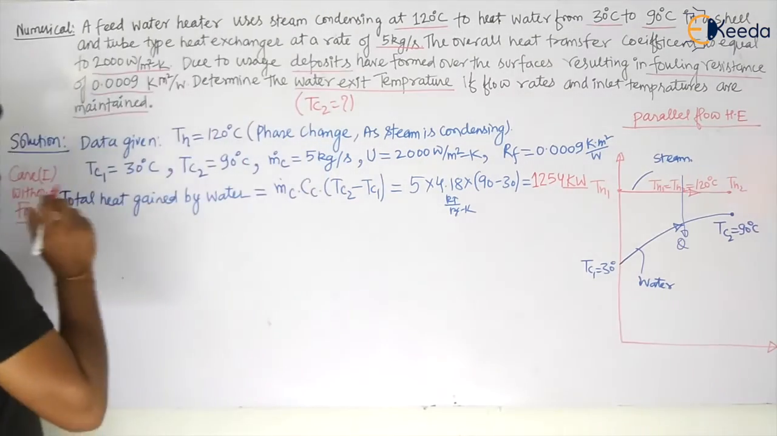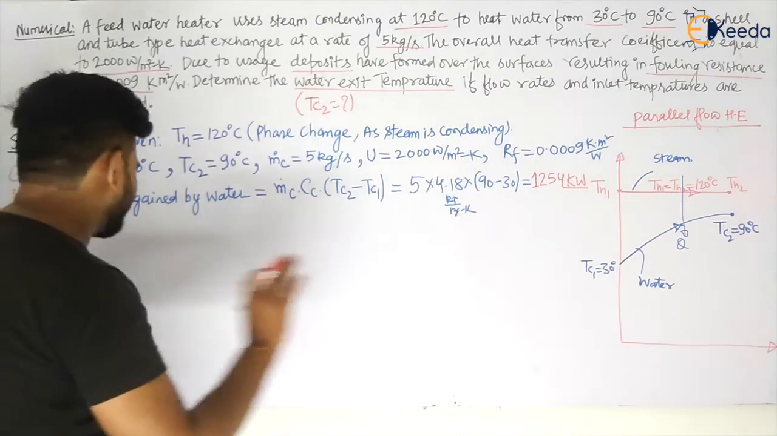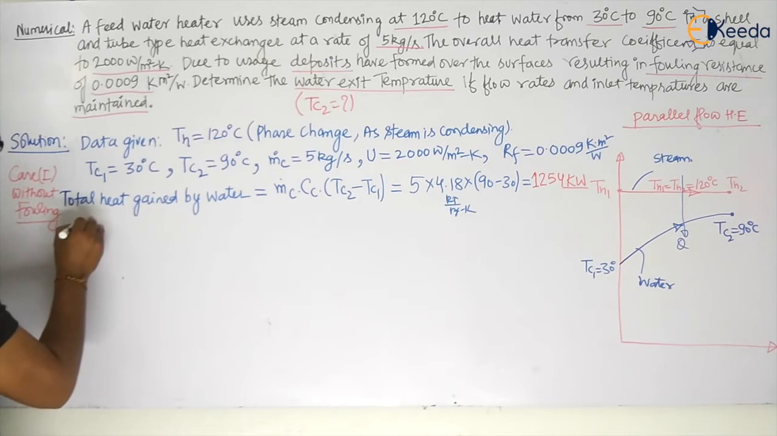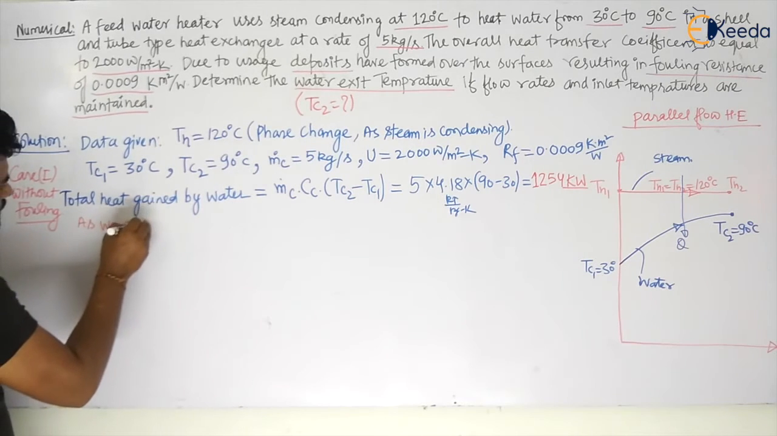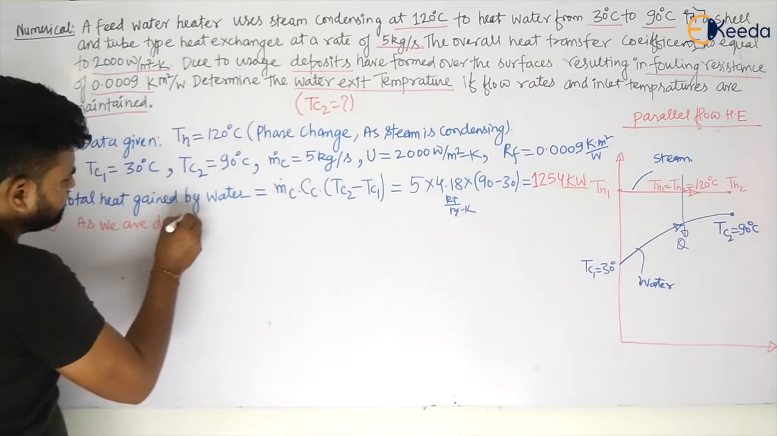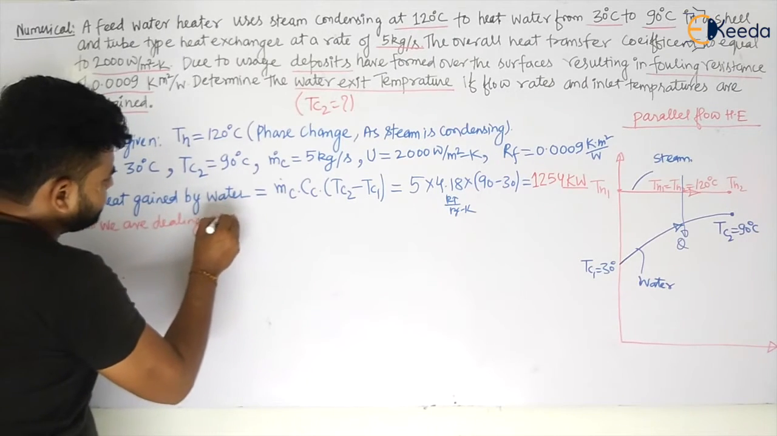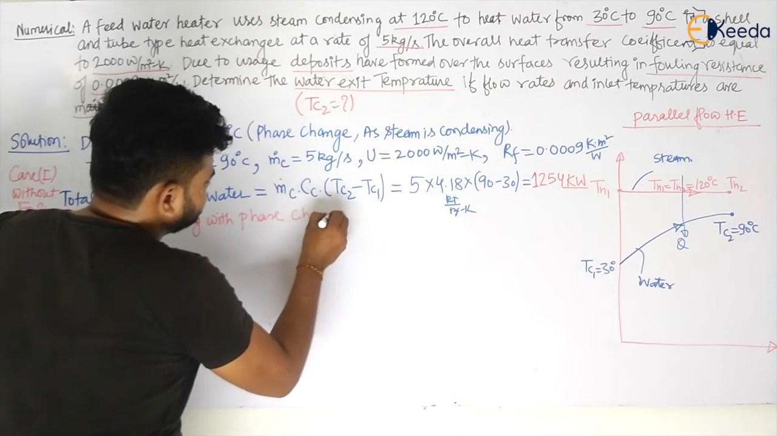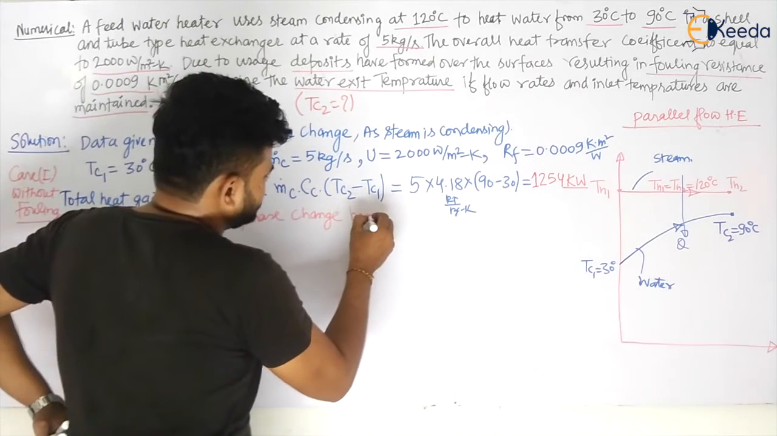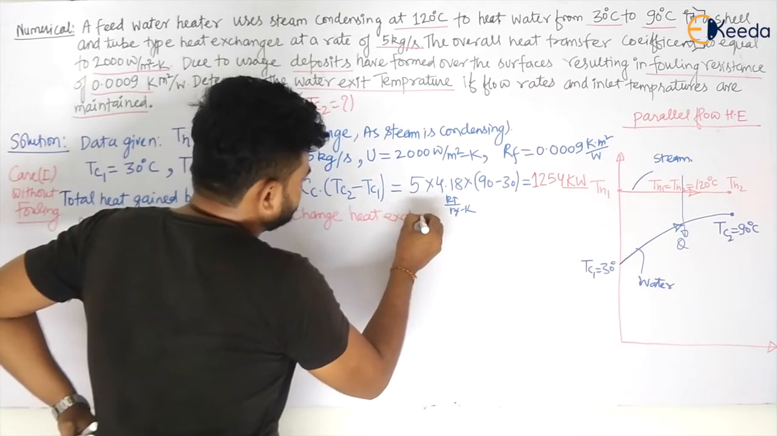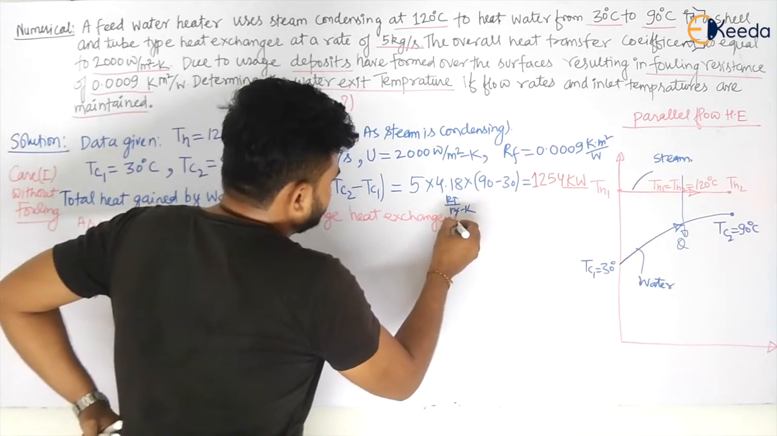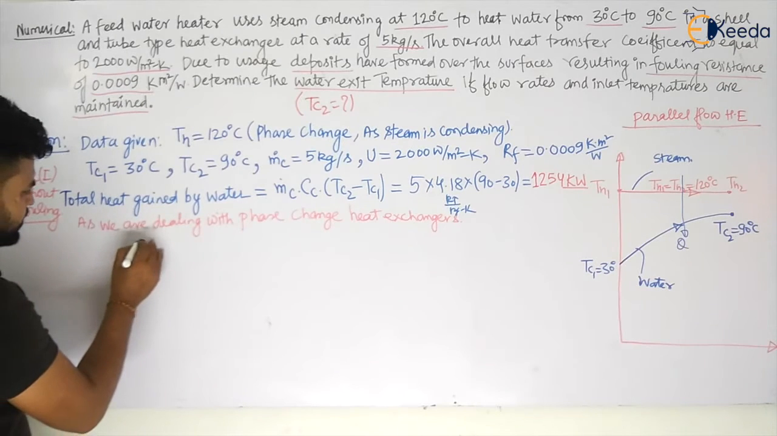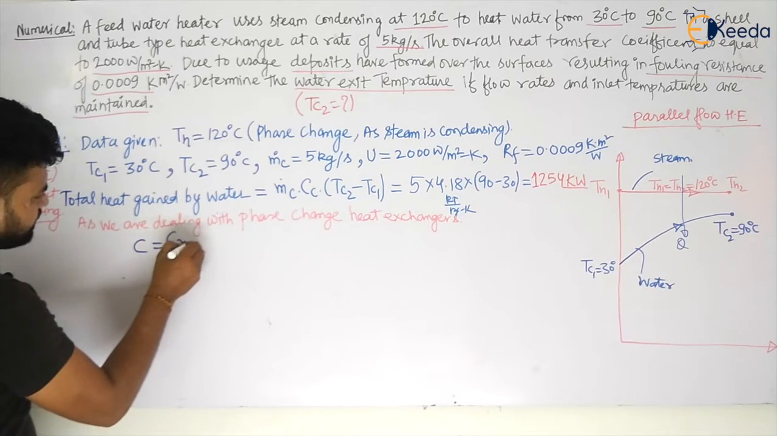Now, first of all, as phase change is occurring, we are dealing with phase change heat exchangers. That's why if I see the capacity ratio, my dear students, I hope you remember that the capacity ratio is given by C minimum by C maximum.